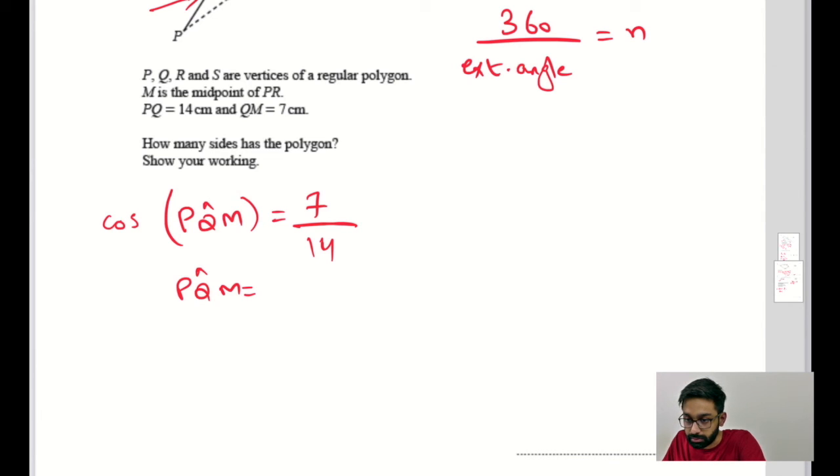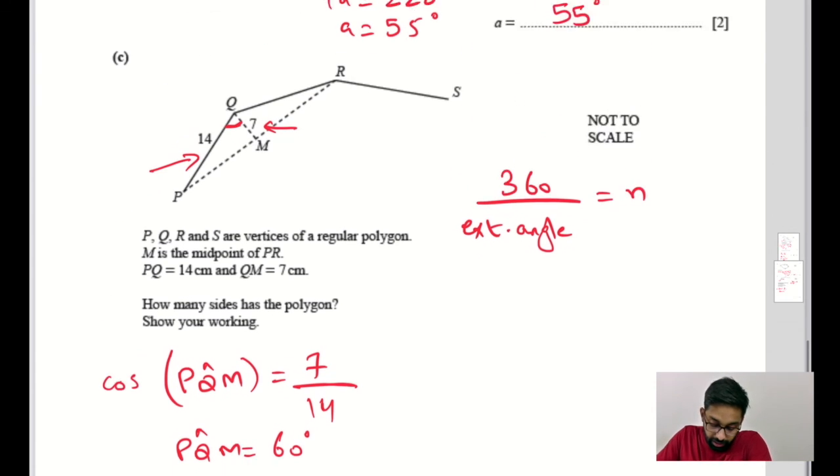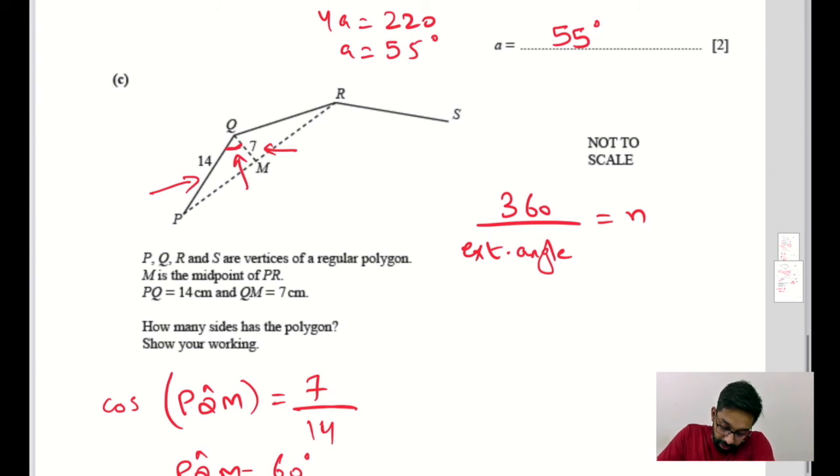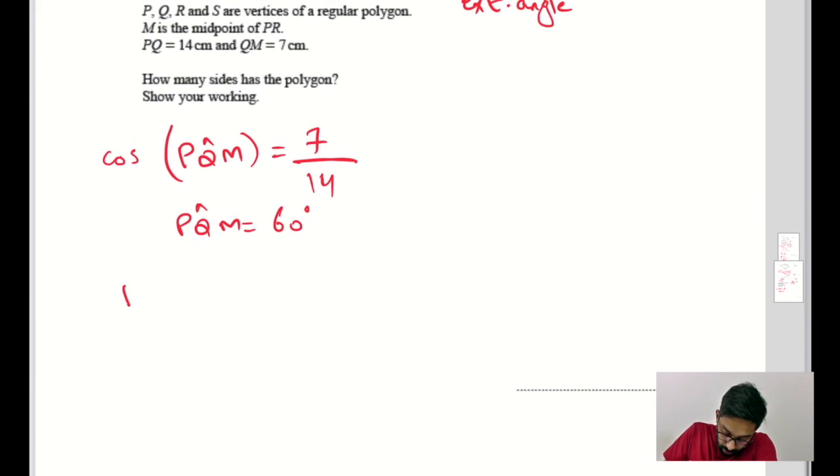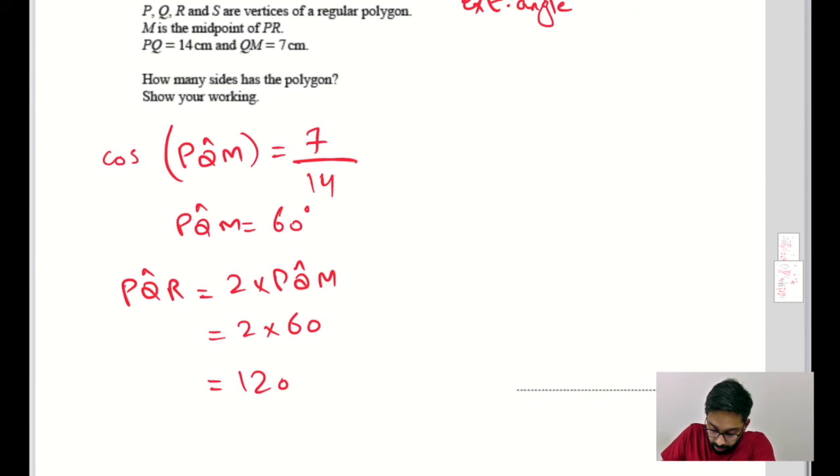It gives us 60 degrees. Sorry, I was distracted for a second. So if this angle right here is 60 degrees, that means PQR would be double of that. So PQR is actually 2 times PQM, which is 2 times 60, which is 120 degrees. So the internal angle is 120, internal angle right here.